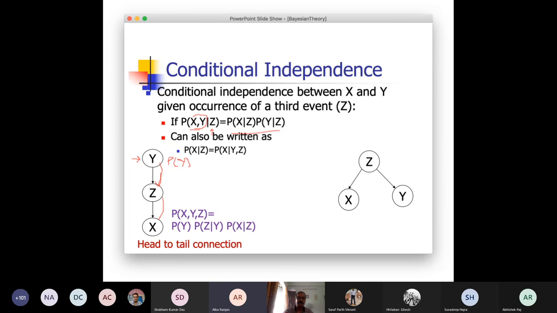Similarly, here you should specify, for things like rain and wet grass, the probability of z given y and z given not y. That means for all possible values of y you have to find it. These are the only two values there. So in the conditional table, you have only two parameters.